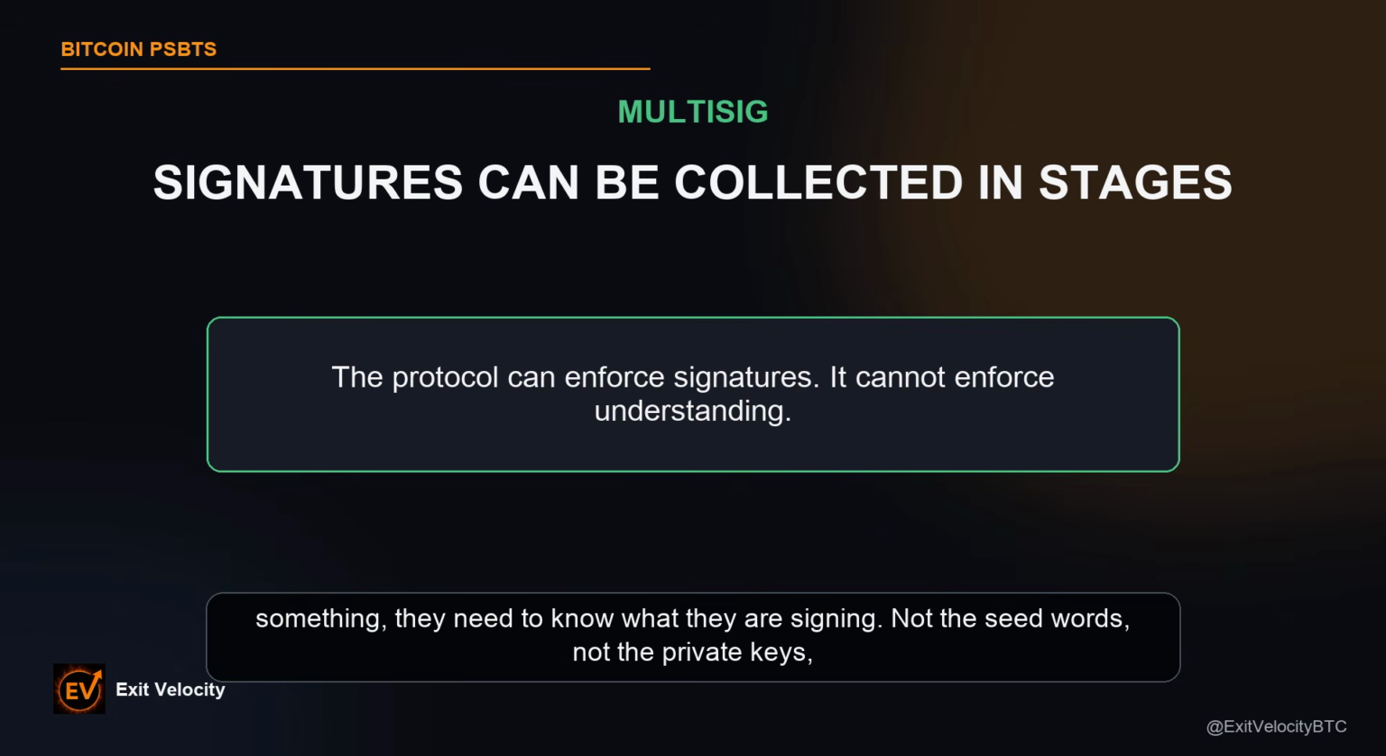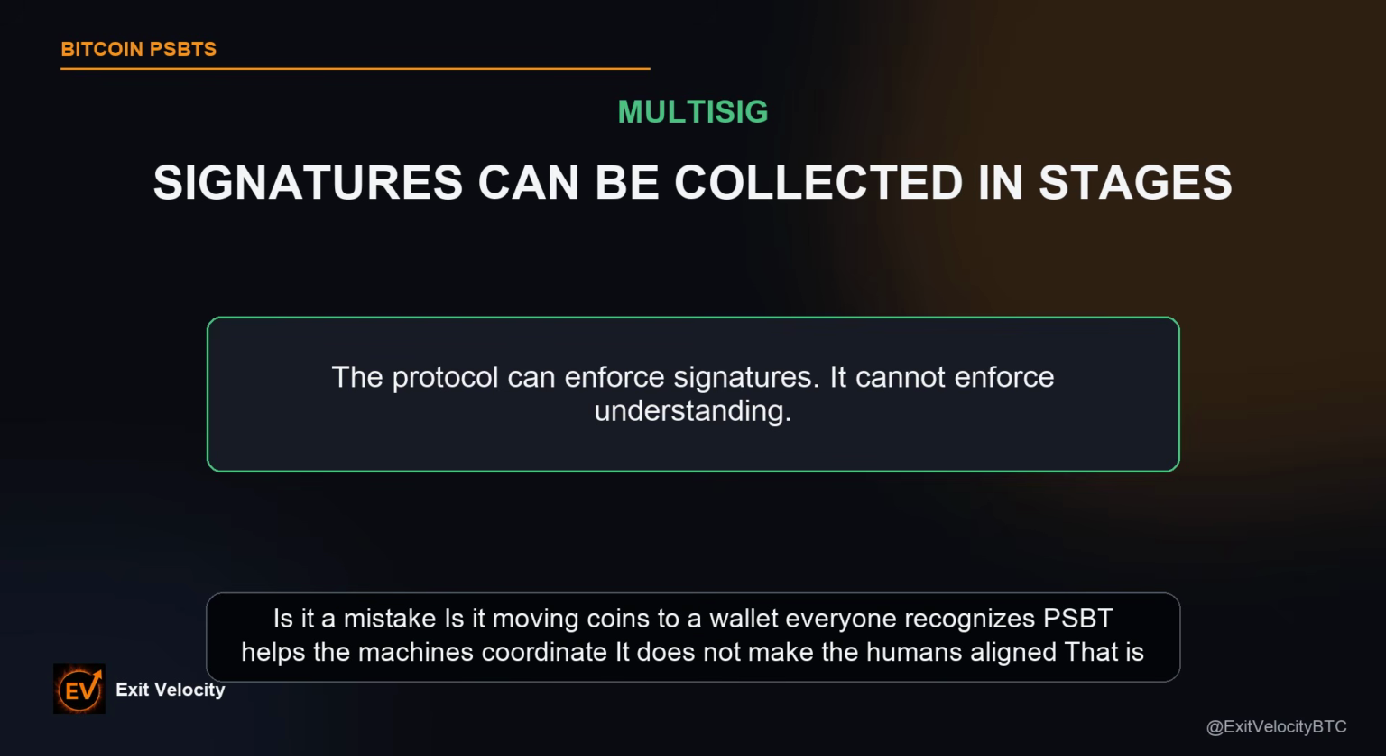Think about a 2 of 3 business wallet. One key may sit in an office. One key may be held by a founder. One key may be held in a recovery location. If the business needs to pay a vendor, a PSBT can be created and passed to the needed signers. Each signer can add a signature without every signer controlling the entire wallet alone.